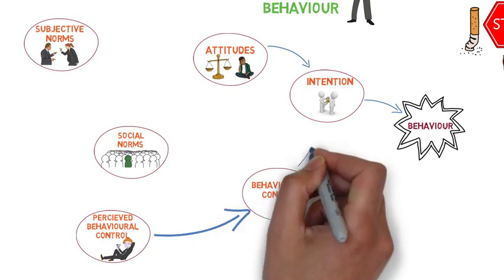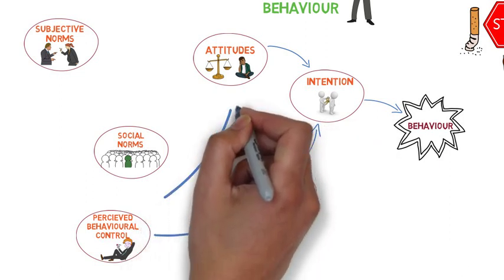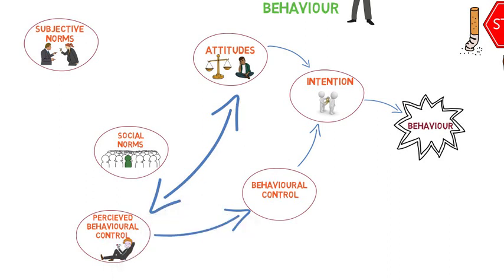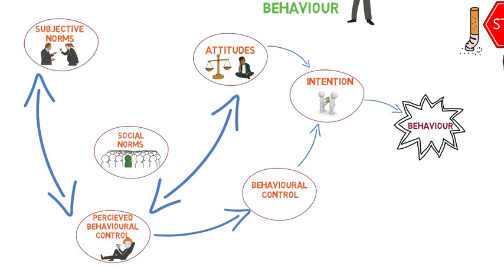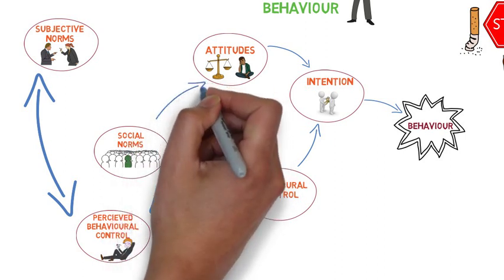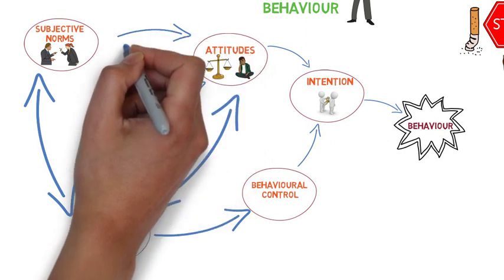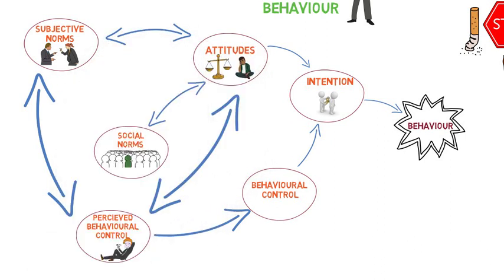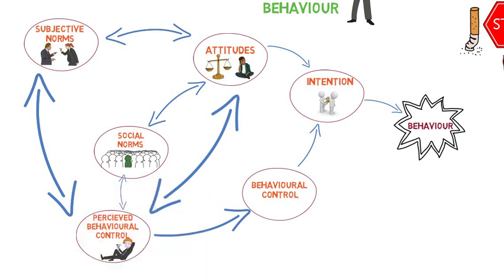Then we've got this construct called perceived power, and that refers to the perceived presence of factors that can really facilitate or prevent performance of a behaviour. So that can contribute to the person's perceived control over those factors. So the barriers and facilitators as to whether that person can actually make a change. And then the last one is the perceived behavioural control, and that refers to the person's perception of how easy it would be to perform that behaviour.